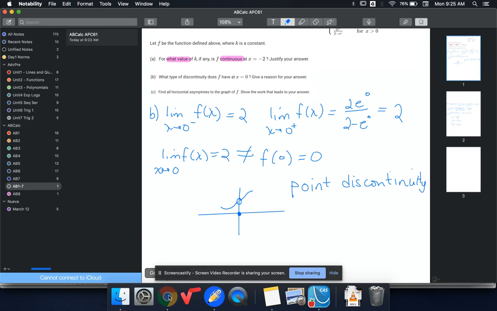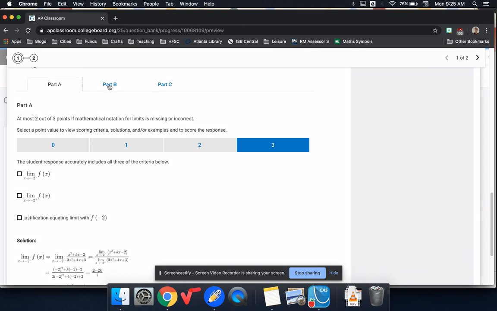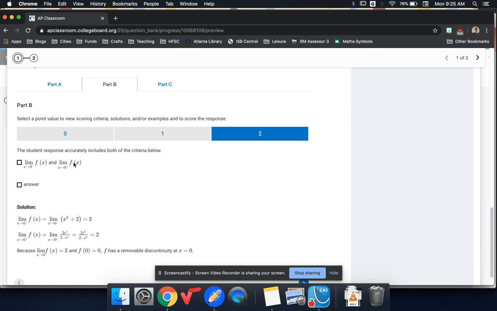So I have a point discontinuity. Let's see what the AP says. So for part B, we've got 2 points, one for finding both of those limits, one for the answer of removable discontinuity, point discontinuity. Either one of those would be acceptable. All right, let's look at part C.